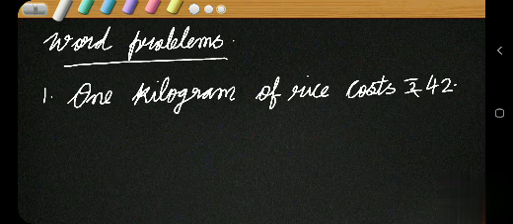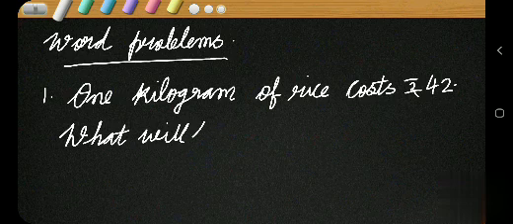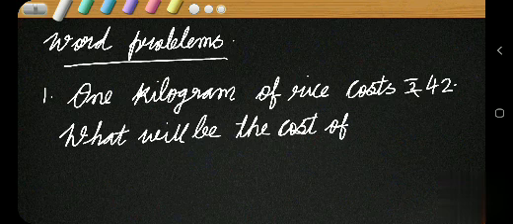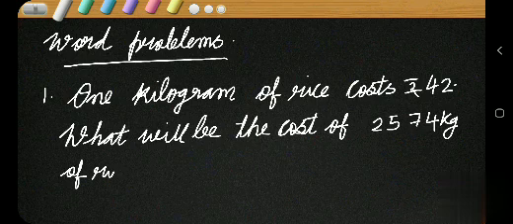What will be the cost of 2574 kg of rice. Kg is the short form or abbreviation of kilogram. So what we have to find out here?